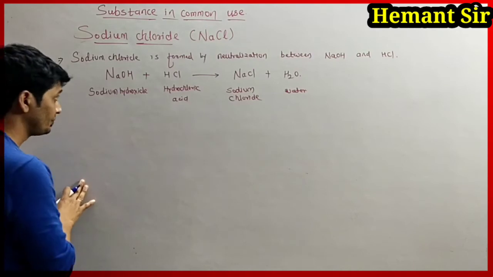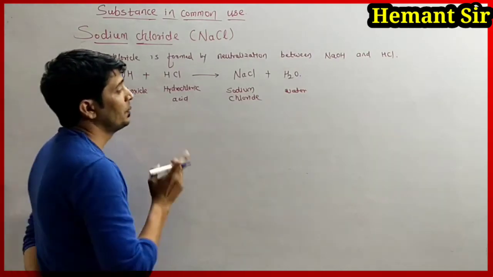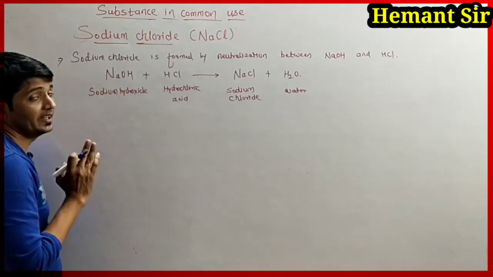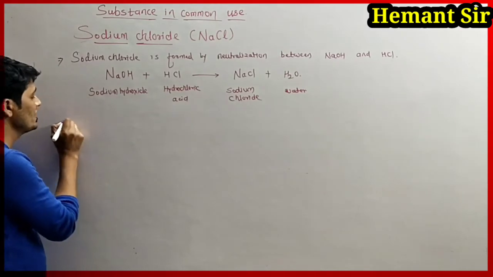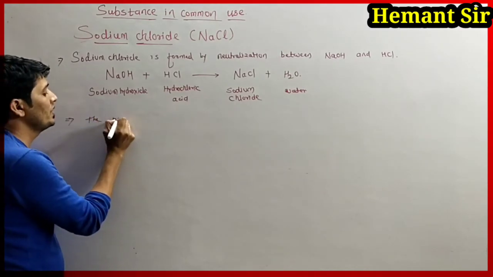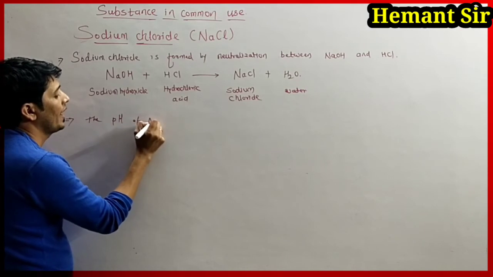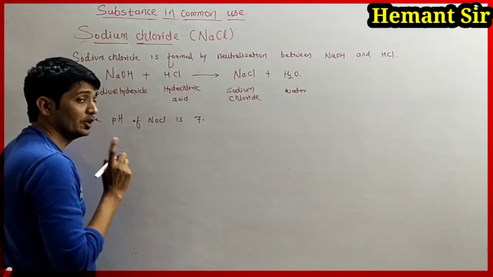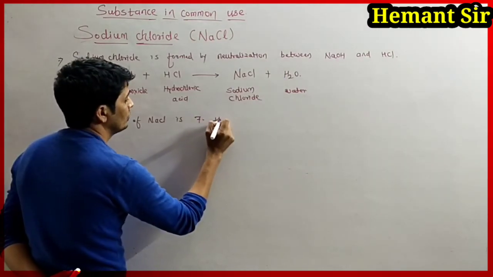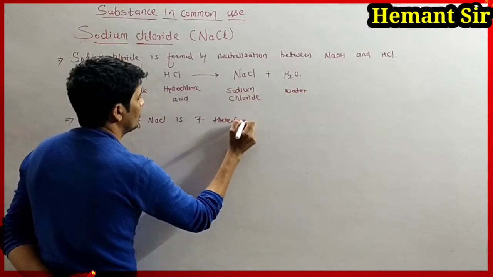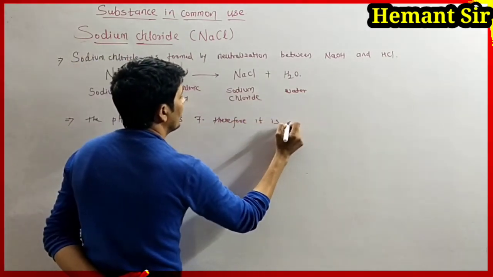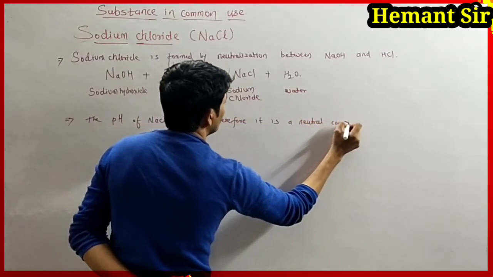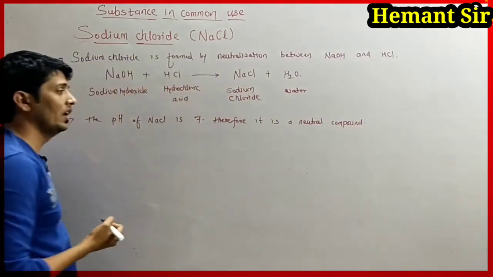Now if we check the pH value of sodium chloride, the pH value of NaCl is 7. That is, it is a neutral compound. Therefore, it is a neutral compound.